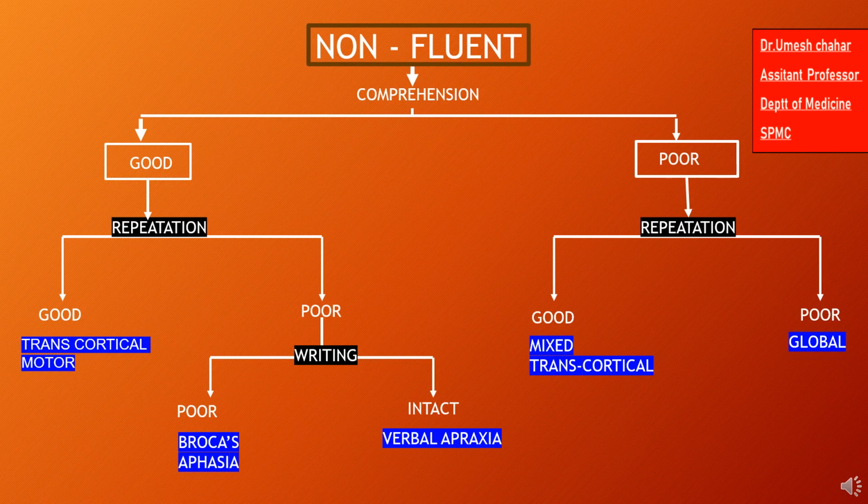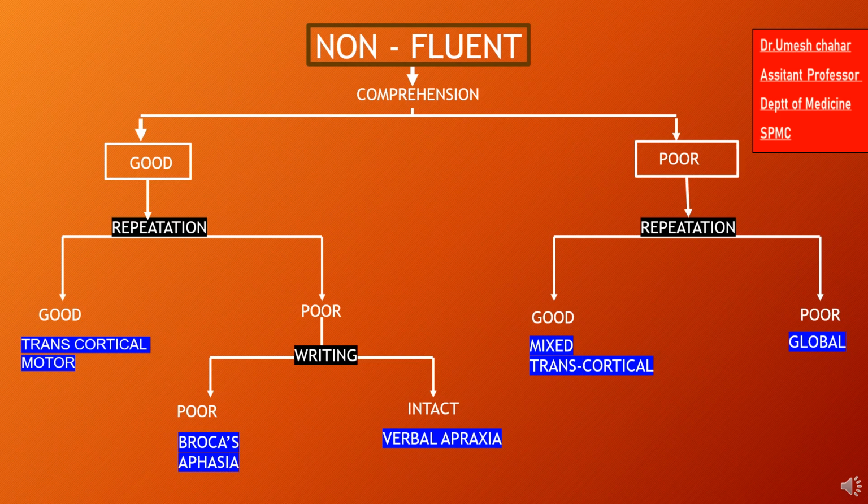If the patient is having intact writing skill, then we will label it as verbal apraxia, which means that the patient is having decreased word output, his comprehension is good, his repetition is poor, but his writing is intact.